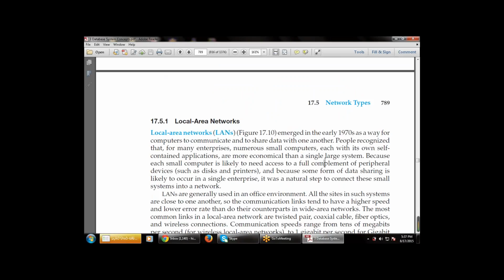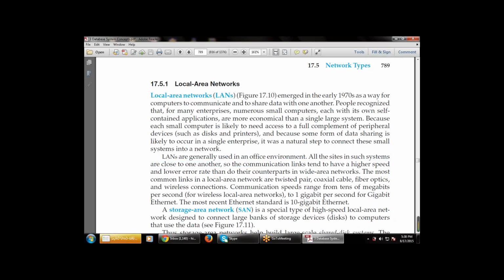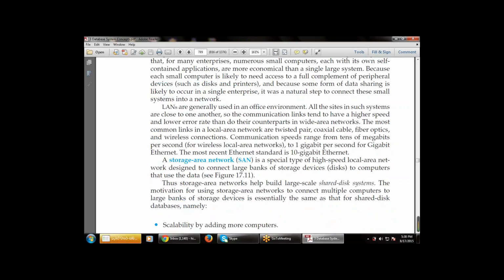A LAN is a full-fledged system, and a very cheap system, not a costly one. It is used to implement small components and peripheral devices such as disks and printers, and data sharing is very important in local area networks. LANs are generally used in the office environment.